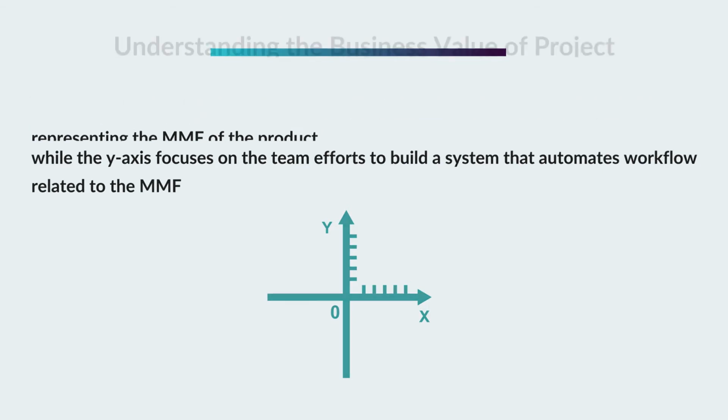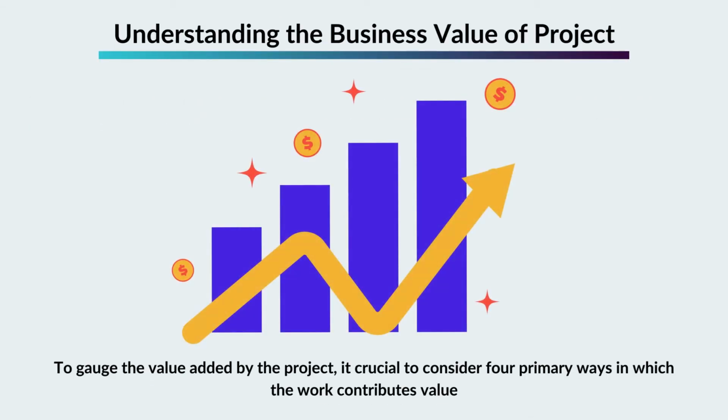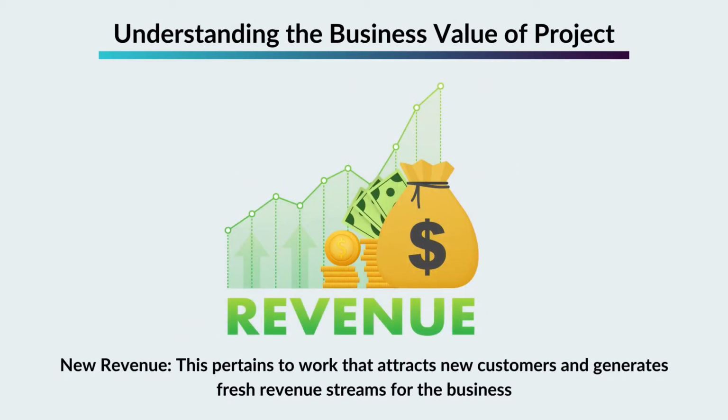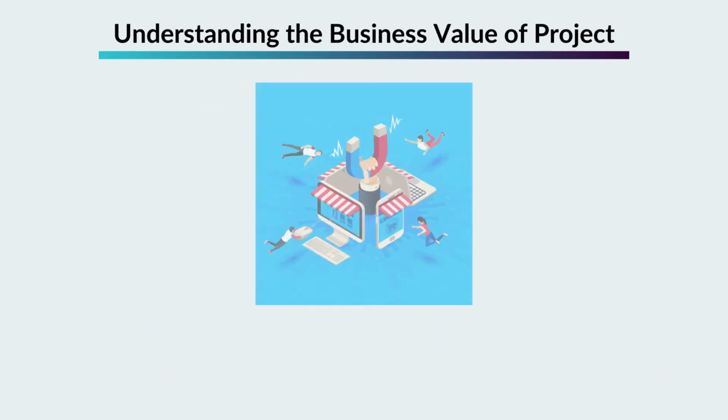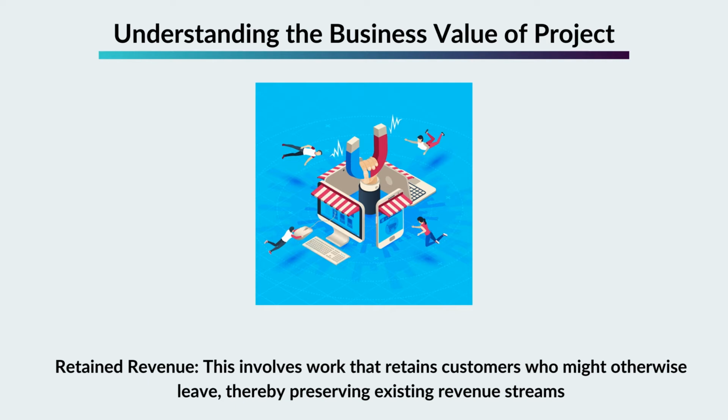Understanding the business value of the project. To gauge the value added by the project, it's crucial to consider four primary ways in which the work contributes value. New revenue: this pertains to work that attracts new customers and generates fresh revenue streams for the business. Incremental revenue: this category covers work that increases revenue from existing customers, possibly by offering them additional products or services. Retained revenue: this involves work that retains customers who might otherwise leave, thereby preserving existing revenue streams.